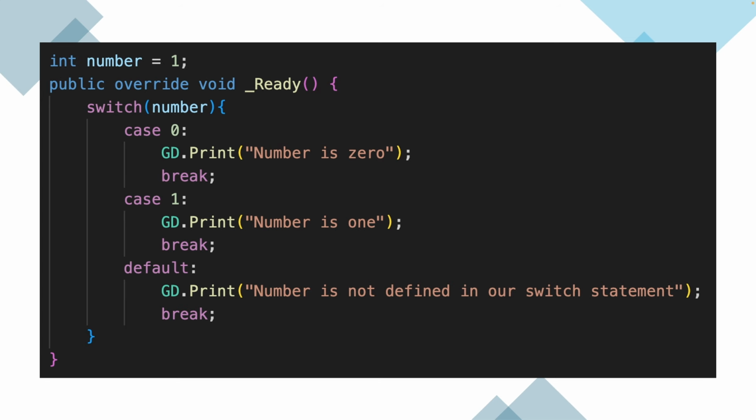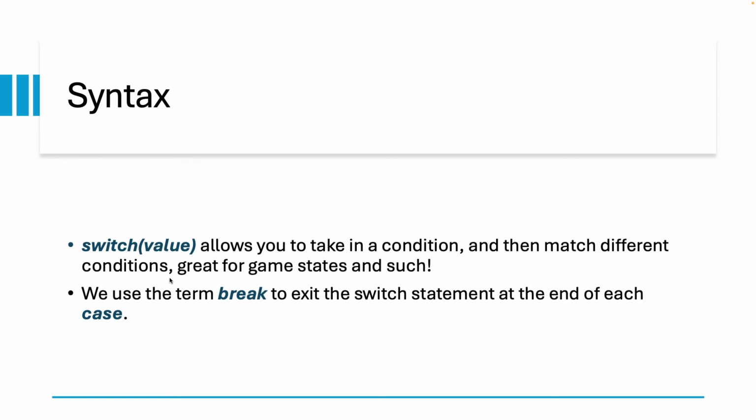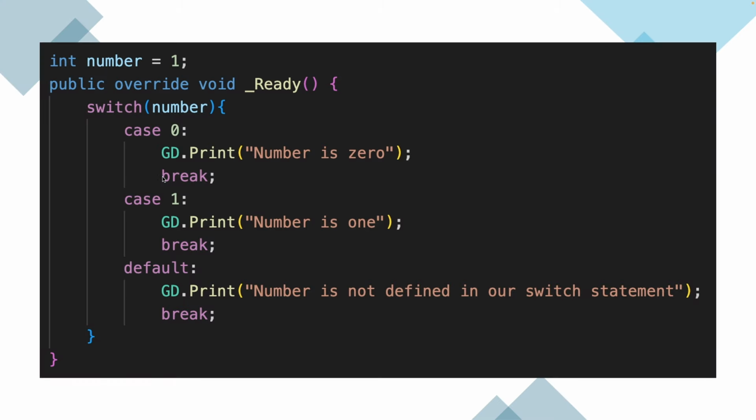We can also use switch statements instead. So we have our variable here, which is a number. We check against this variable here, and we say if it's 0, then we run this code. If it's 1, we run this code. Otherwise, if we haven't declared a particular case for it, then we run this code. We use the term break to exit the switch statement. So at the end of each case, we put break.